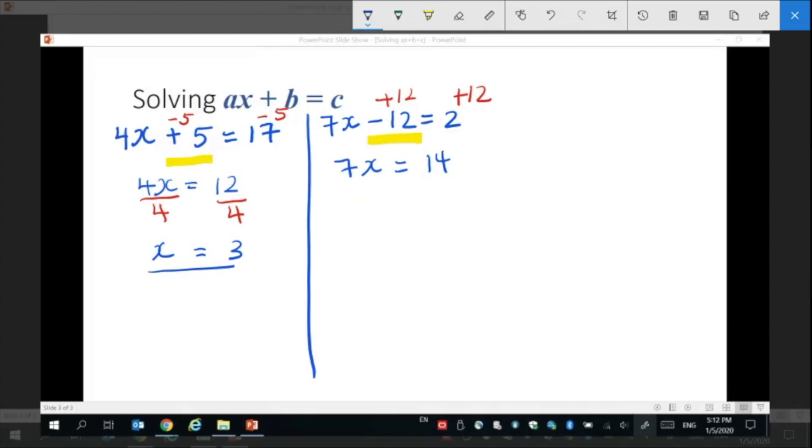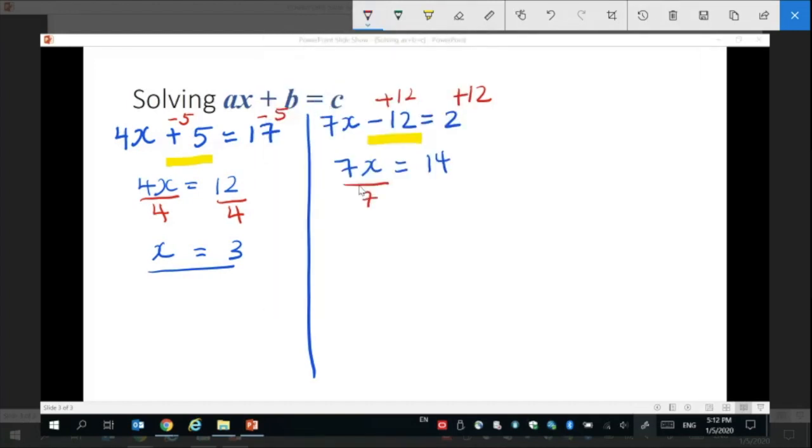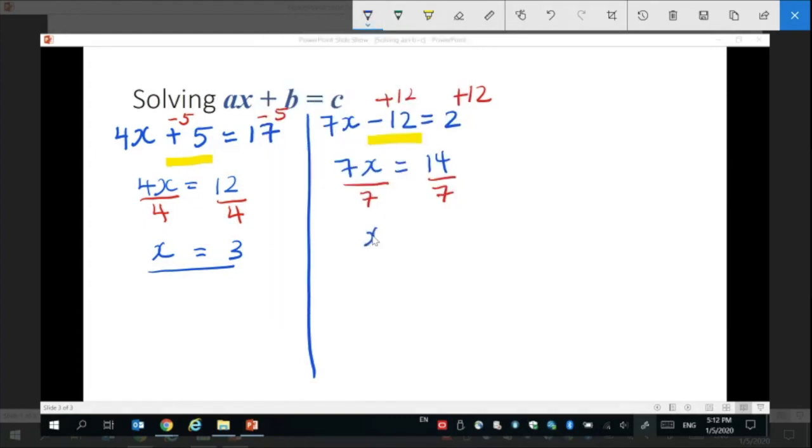So now I need to find what is my 1x. To find 1x, I need to divide by 7 on both sides. I'll get x is equal to 14 divided by 7, which is 2.